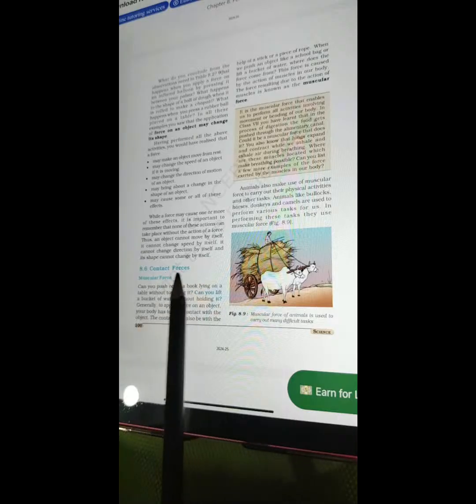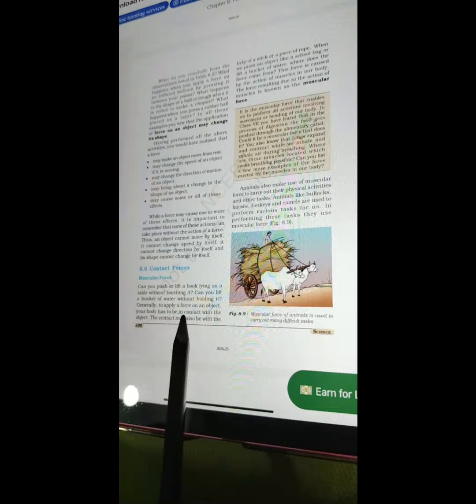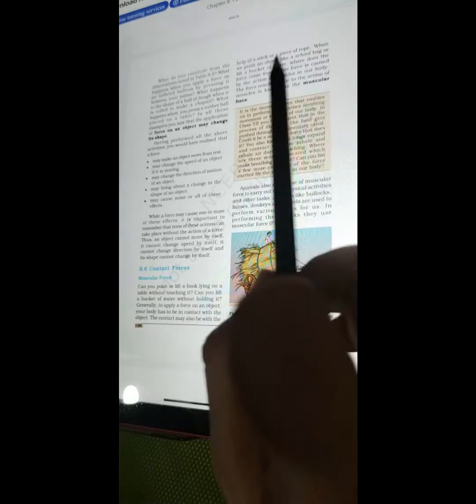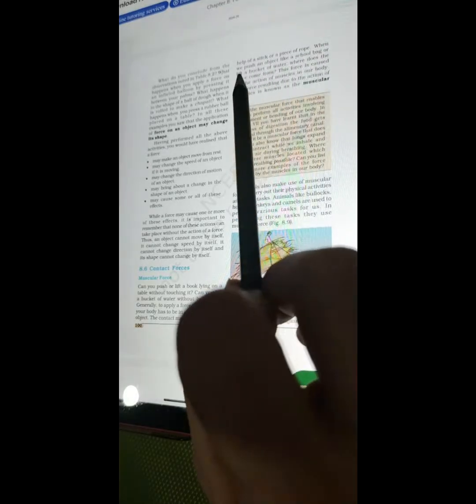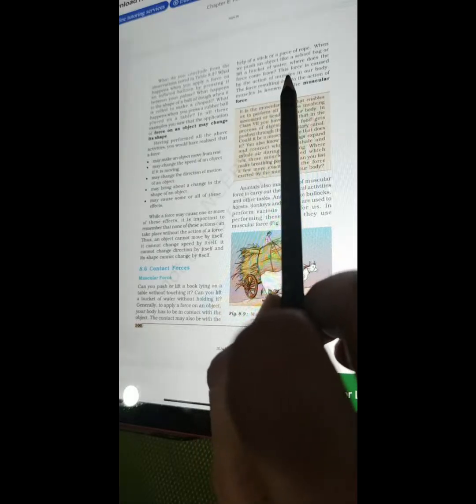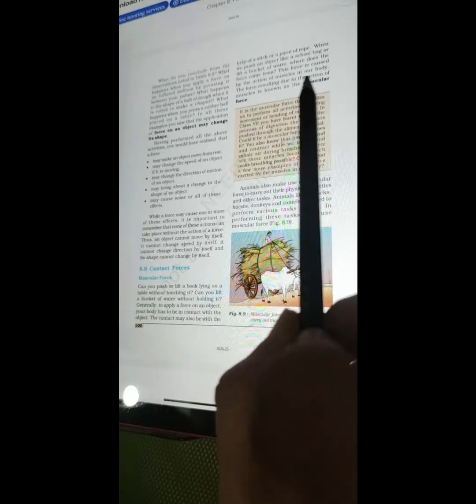8.6 Contact forces. Muscular force. Can you push or lift a book lying on a table without touching it? Can you lift a bucket of water without holding it? Generally, to apply a force on an object, your body has to be in contact with the object. The contact may also be with the help of a stick or a piece of rope. When we push an object like a school bag or lift a bucket of water, where does the force come from? This force is caused by the action of muscles in our body. The force resulting due to the action of muscles is known as muscular force.